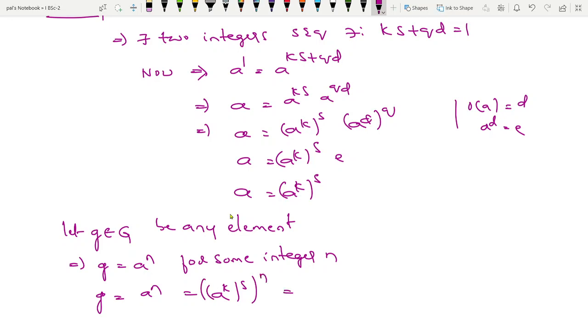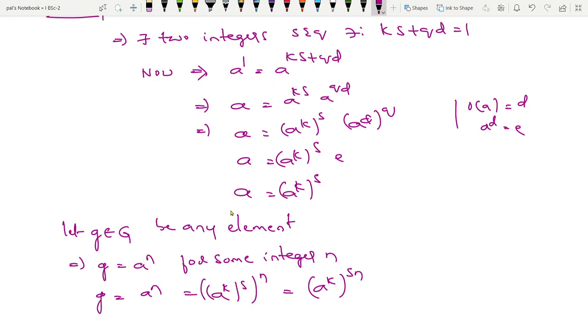So which is equal to (a power k) whole to the power of sn. What it indicates is that g is an element we have taken in group G. Okay, s is an integer, n is an integer. Integer into integer is an integer. So we have finally expressed g as a power k to the power of some integer. That means like this we can express all the elements of group G in powers of a power k.